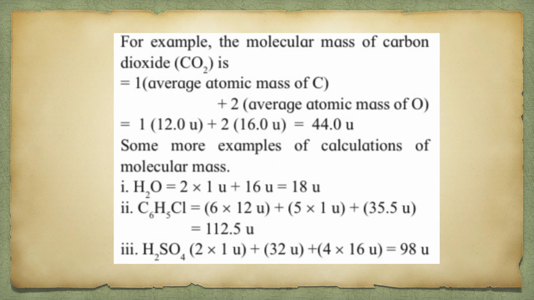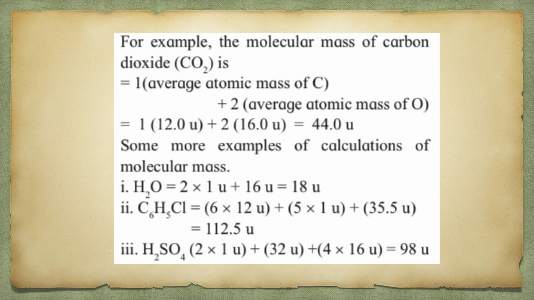For example, the molecular mass of carbon dioxide. First we have to understand the molecular formula for carbon dioxide, which is CO2. Once this is understood, next you just have to know how many atoms of each element are there. For carbon, how many atoms are there? Only one. How many oxygen atoms are there? 2. This you should also know. And next is the average atomic mass of carbon as well as oxygen, so we can easily calculate.